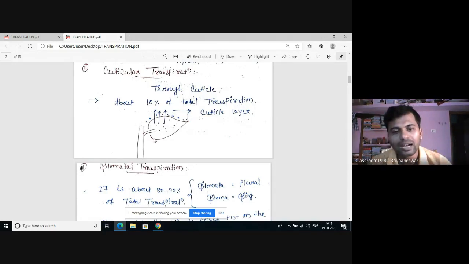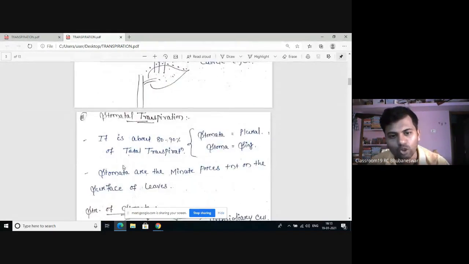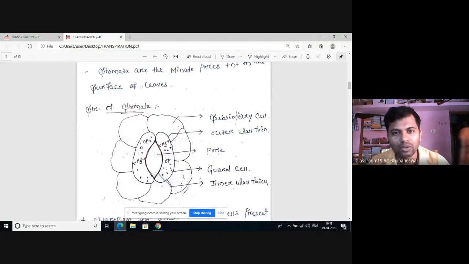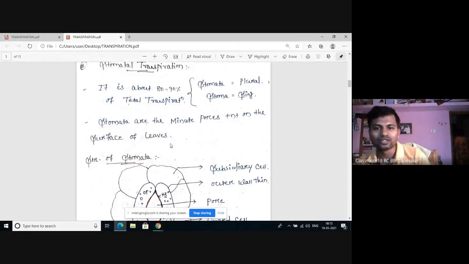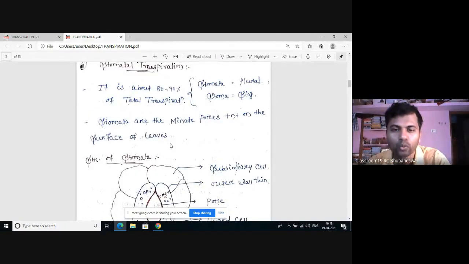Transpiration through stomata is known as stomatal transpiration. It is about 80-90% of the total transpiration. Stomata is the plural, stoma is the singular. First we'll discuss what the stomata are. Stomata are the minute pores present on the surface of the leaf.